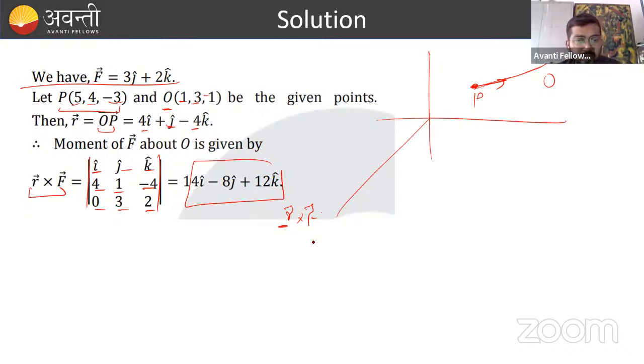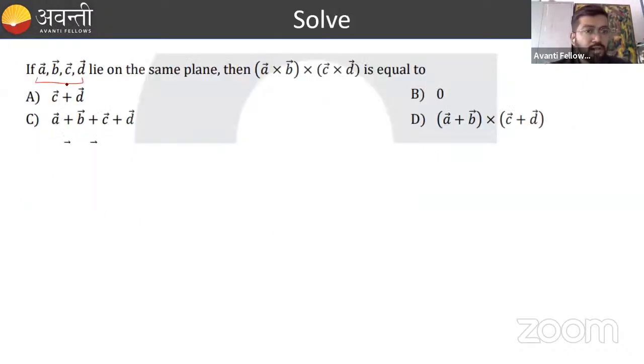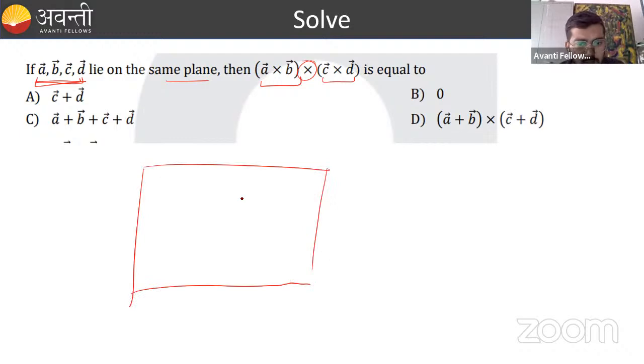Let's move ahead with the next question. You have to solve this. First of all, let us understand that A, B, C, D lie on the same plane. Then what is A bar cross B bar cross of C bar cross D bar? If A, B, C, D are lying on the same plane, let me draw this diagram. Here there is A bar, here there is B bar, this is C bar, and this is D bar, right?